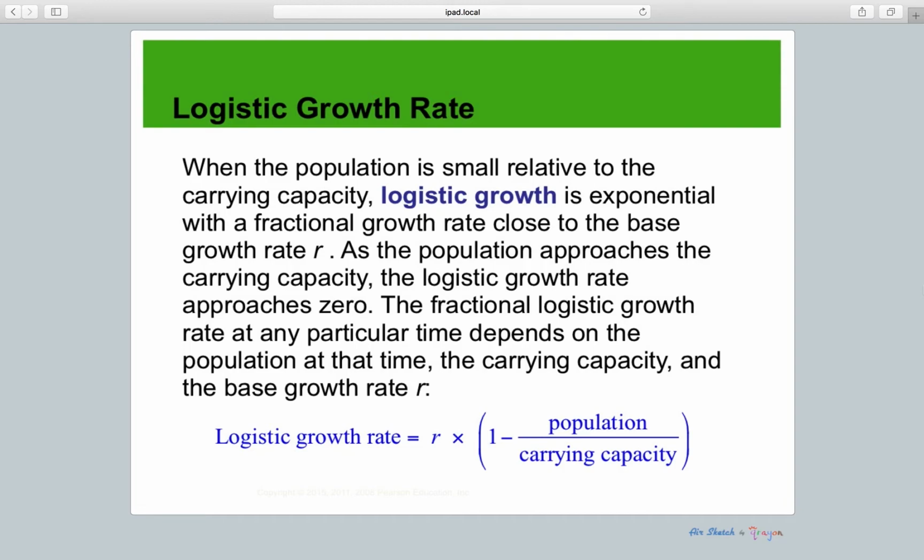As the population gets close to the carrying capacity, this fraction is going to get close to 1. So once the population is at the carrying capacity, what you'll have in that set of parentheses is just 1 minus 1, or 0, and the logistic growth rate stabilizes. It settles at 0. There is no growth. That's the case where the births and the deaths are exactly the same per 1,000 people.